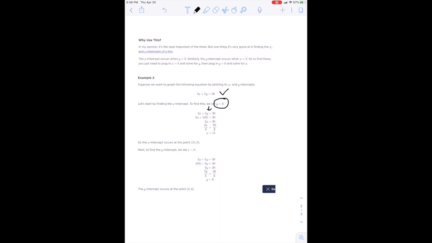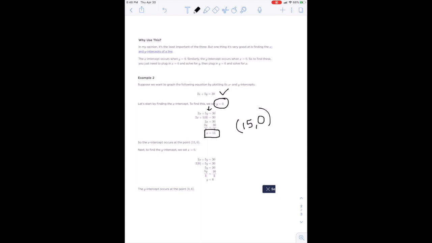So I now have 2x plus 5 times 0 equals 30. Well, as we all know, 0 times anything gives us 0. So I'm left with 2x equals 30. 2 divided by 2 is 1, leaves me with 1x. 30 divided by 2 leaves me 15. This is my x-intercept. Now if I wrote this point as a coordinate, it would look like this. Okay? So the x-intercept is 15, 0.